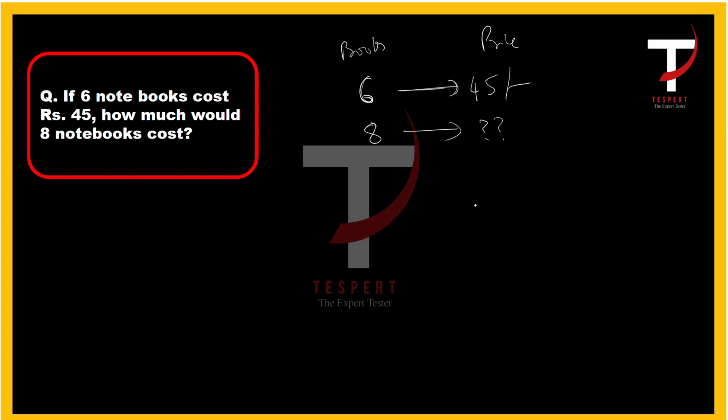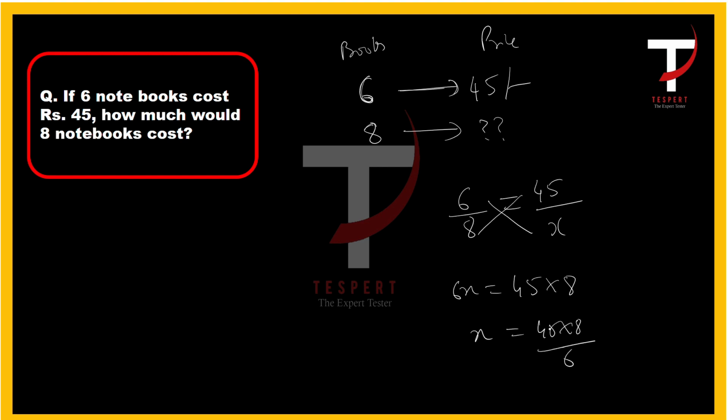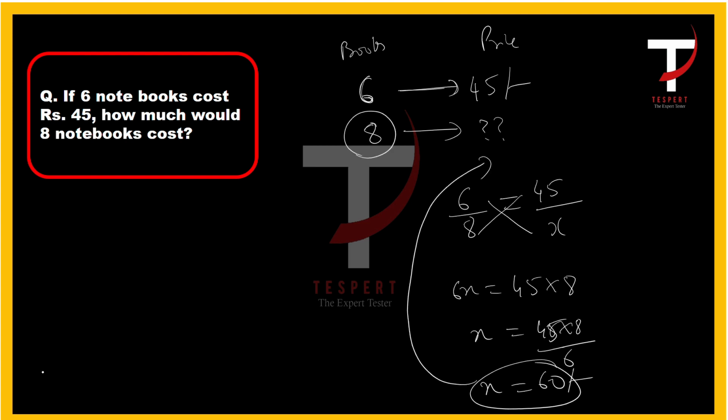So how do we arrive at the relationship? 6 by 8 is equal to 45 by question mark. Let's take this question mark as x. Cross multiply: 6x is equal to 45 into 8, so x will be equal to 45 into 8 by 6. So x will be equal to 60 rupees. 60 rupees is the price of all 8 books.